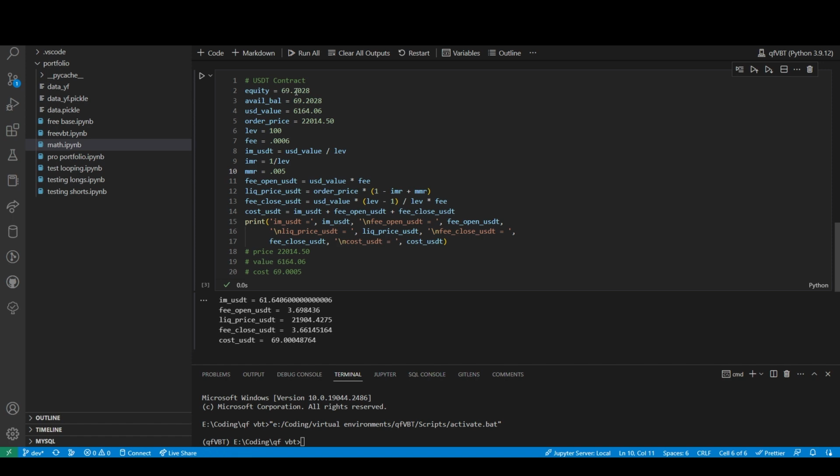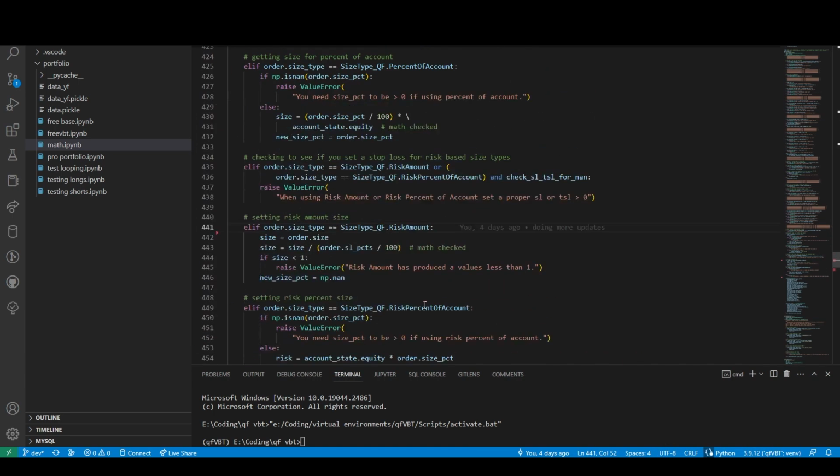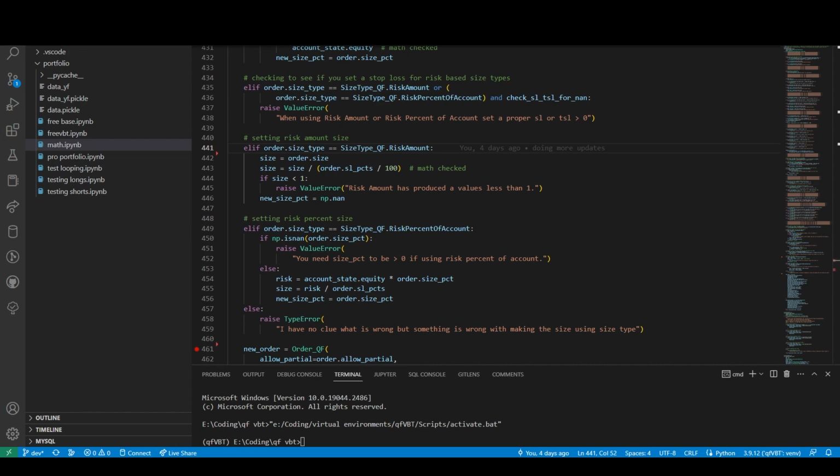If I have this much equity, then that means that my maximum position size can be like, but I guess it also depends on the price as well. But I don't know. We'll see. Yeah, I still don't think. Oh yeah, I have to think about this.